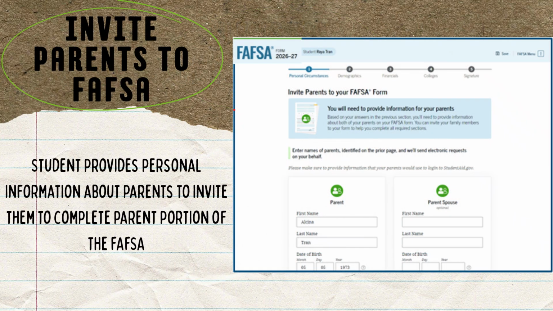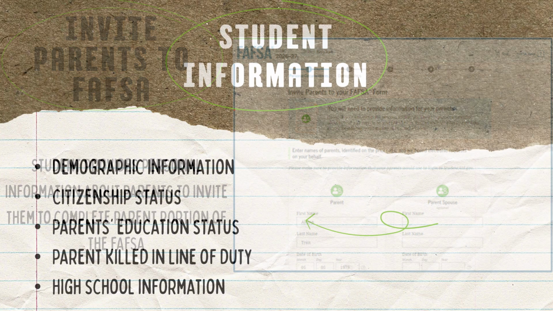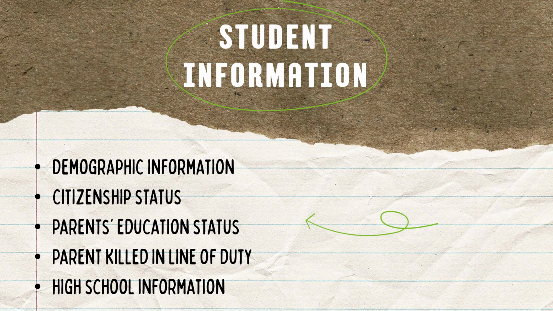Invite your parent to the FAFSA. You must provide their email, not yours, so they get an email invitation to complete their parental section of the FAFSA. Continuing with the next part of the student information section, the following information is requested: demographic information, citizenship status, parent's educational status, parent killed in line of duty, high school information.